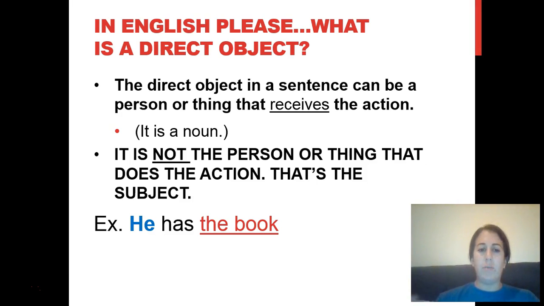So let's look at an example. He has the book. Who is doing the action? He. Therefore, he is our subject. Okay? What does he have? Well, he has the book. Therefore, the book is the direct object. See how that works? Good. All right.